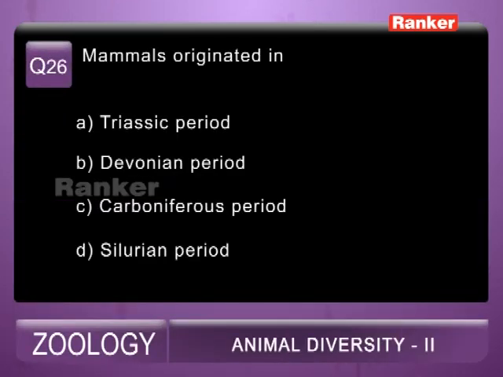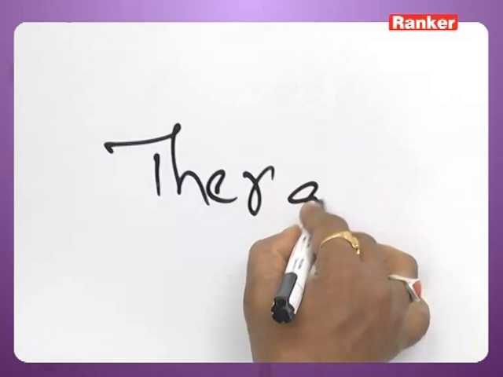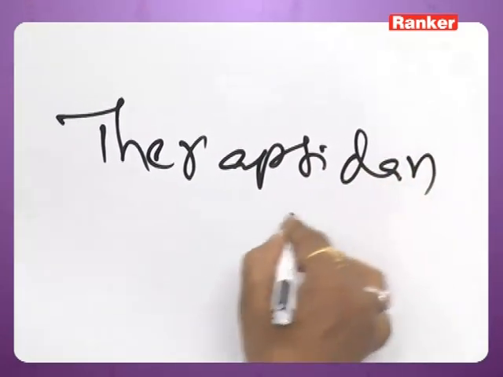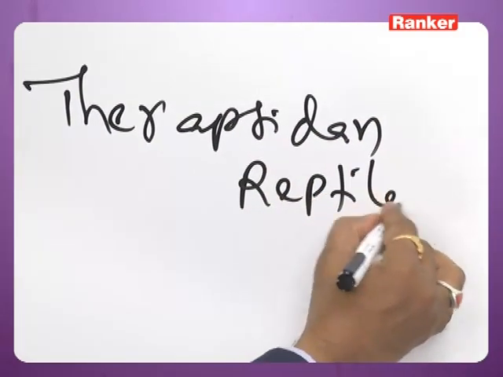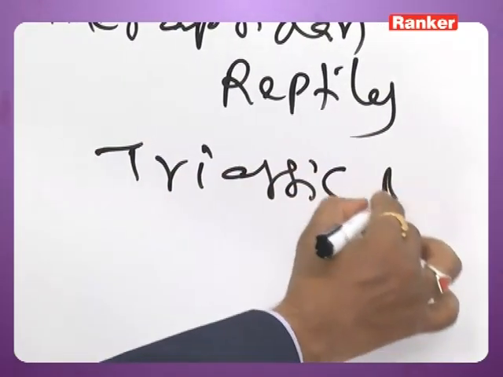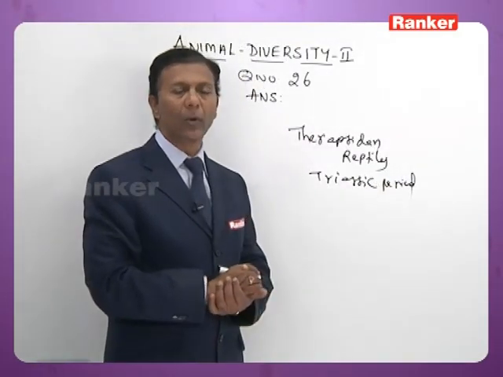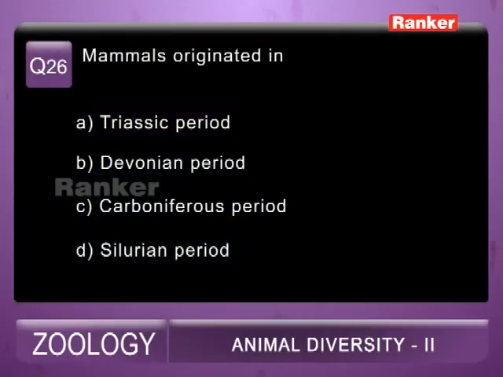Now 26th question, I shall read out the question for you. Mammals originated in A, Triassic period, B, Devonian period, C, Carboniferous period, D, Silurian period. Mammals originated from theropsidan reptiles during Triassic period, and Cenozoic is the golden age of mammals. So 26th question correct answer is Triassic period, that is A.